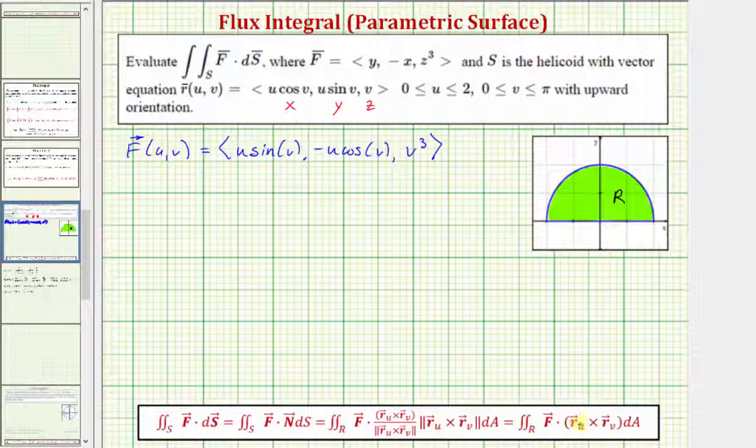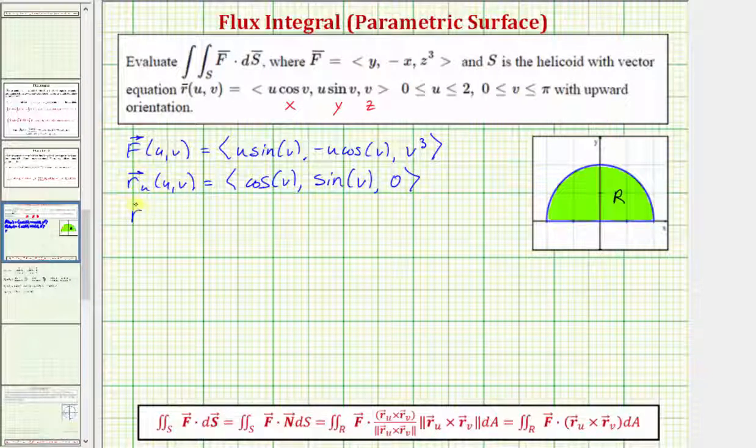And now let's determine the partial derivatives of r with respect to u and v. So the partial of r with respect to u would have an x component that's the derivative of u cosine v with respect to u, which would be cosine v. The y component would be the derivative of u sine v with respect to u, which would be sine v. And the z component would be the derivative of v with respect to u, which would be 0.